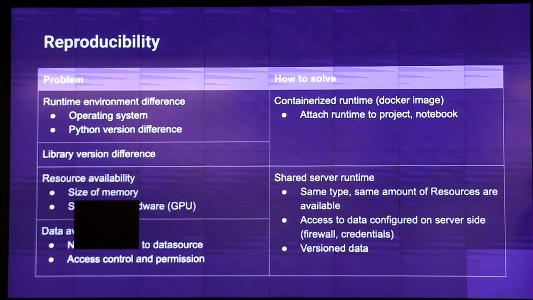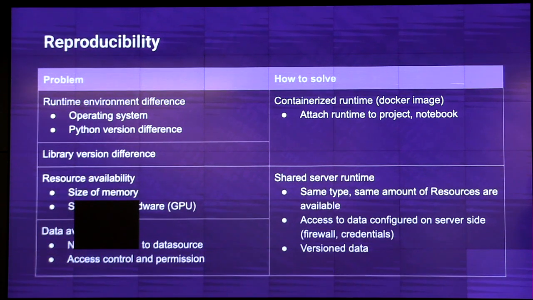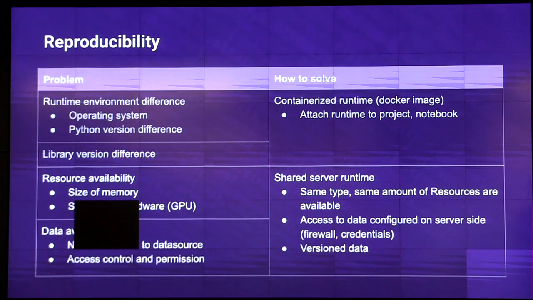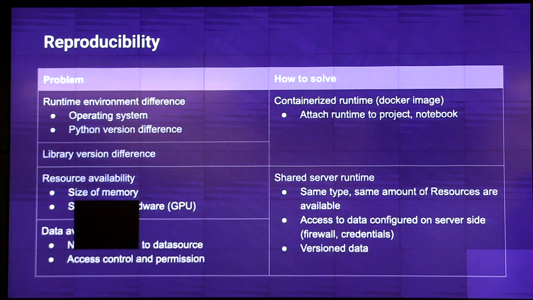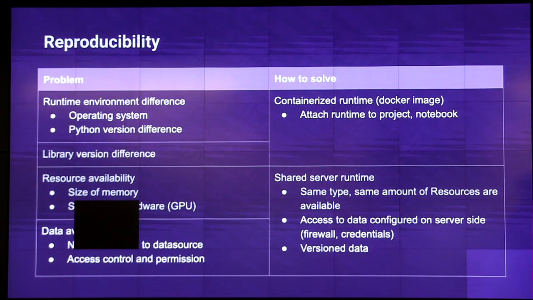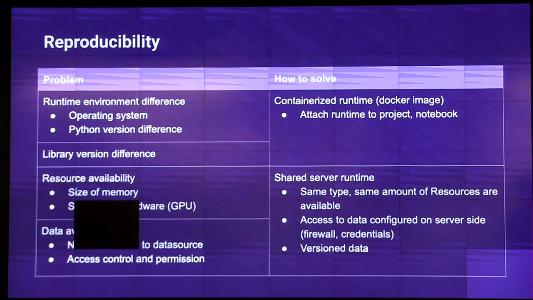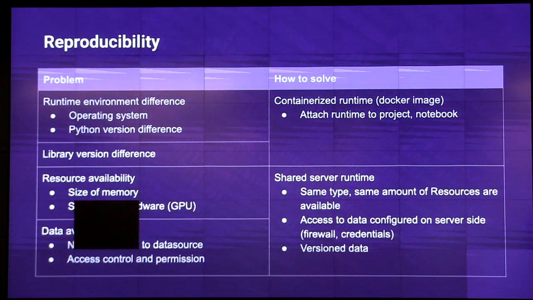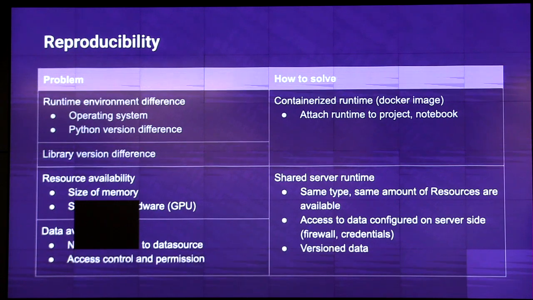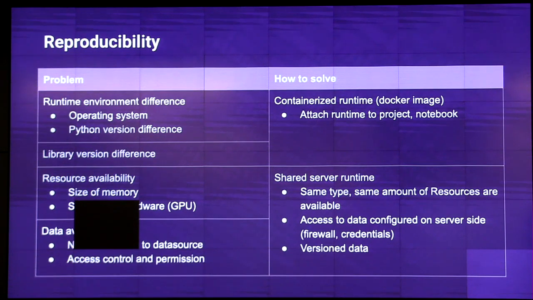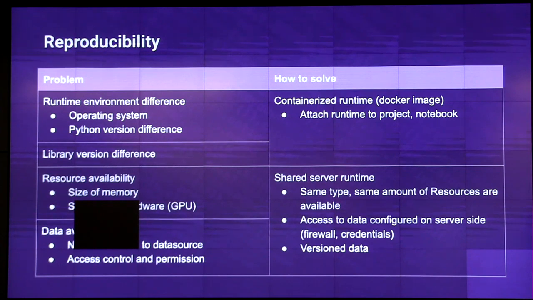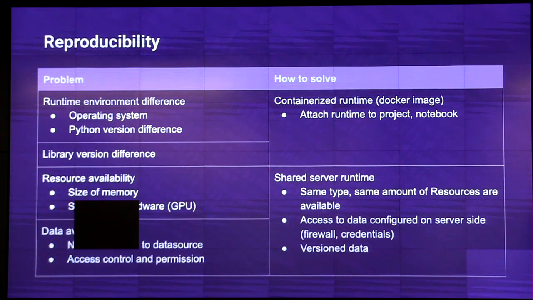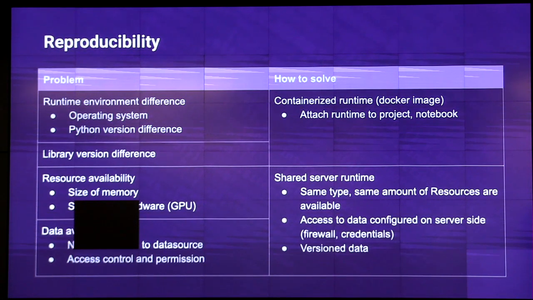Another one is that not all the resources you can use, like compute resources, are always available. The amount of memory you can use, or special hardware like a GPU, is not always available to everyone. Even if you have access to it, other people might not. So it's hard to reproduce for someone who doesn't have access to the resource. The same thing applies to data. You may have access to the data, but other people may not have access to the same data.